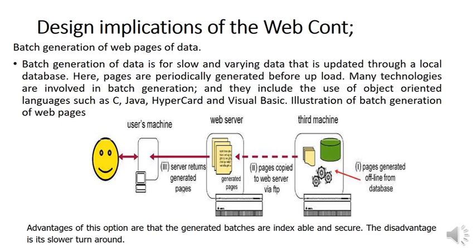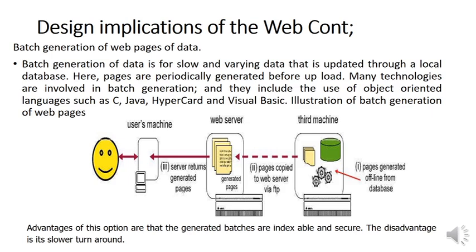Batch generation of web pages of data. Batch generation is for slow and verifying data that is updated through a local database. Here, pages are periodically generated before upload. Many technologies are involved in batch generation, and they include the use of object-oriented languages such as C, Java, Hypertext, and Visual Basic.